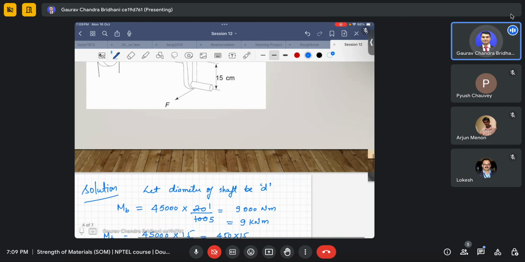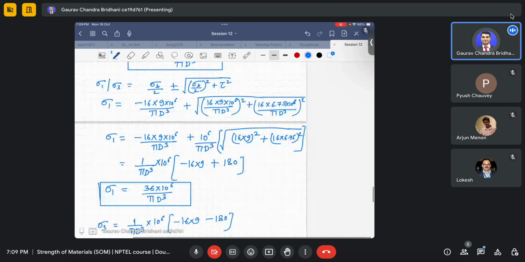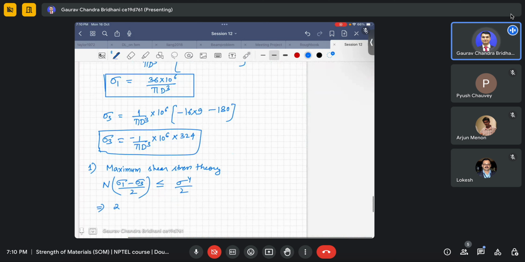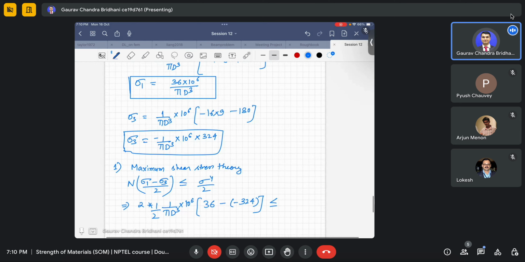Yeah, 2 is the factor of safety. We have sigma 1, we have sigma 3. So 2 into sigma 1 is what? This thing. So I'll just take 1 by pi d cube into 10 to the power 6 outside, and I'll do 36 minus 324. This should be divided by 2 also, because I have to take half, and this should be less than or equal to sigma y by 2.